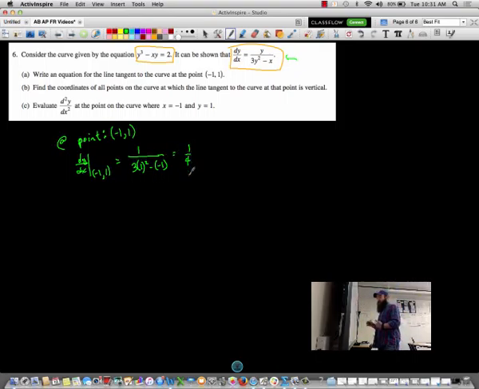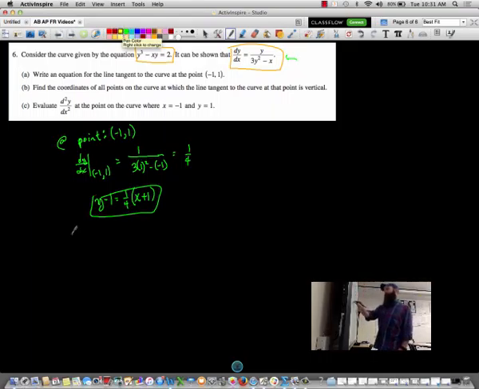So then the equation of the line would be y minus 1 equals 1/4 times x minus -1, which is x plus 1. Now you could write it in slope-intercept form, write it in point-slope form, who cares? This is an equation of a tangent line. That's part A. Now for part B. Part B says find the coordinates of all points on the curve at which the line tangent to the curve at that point is vertical.